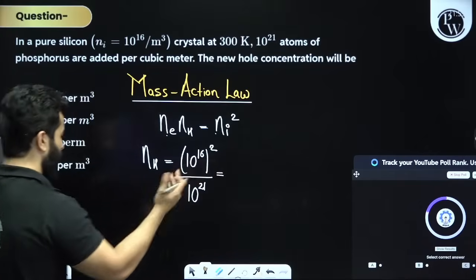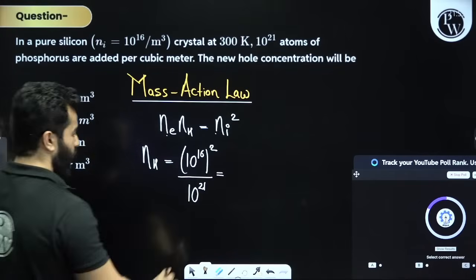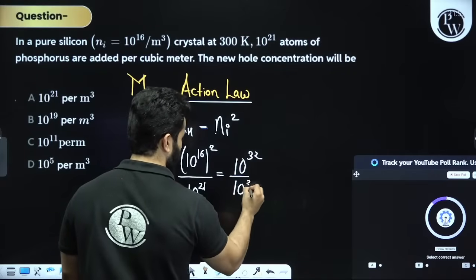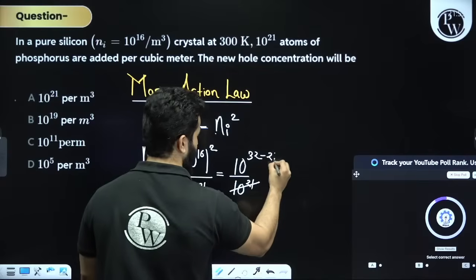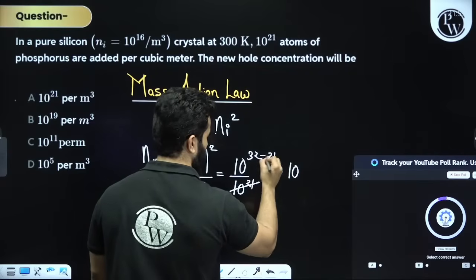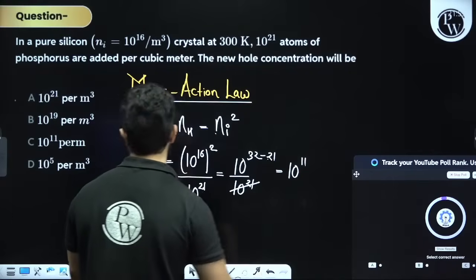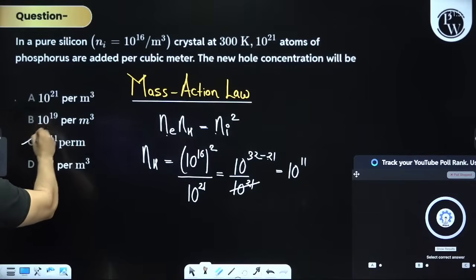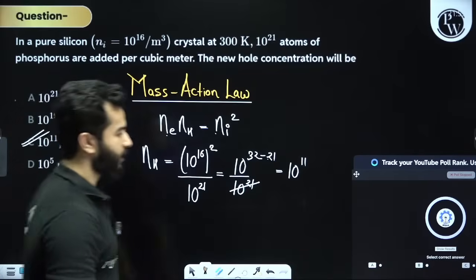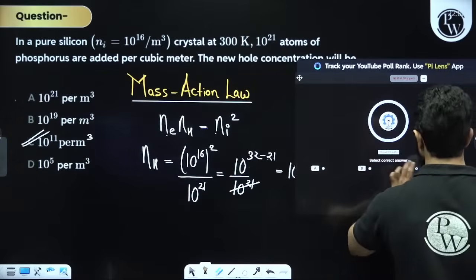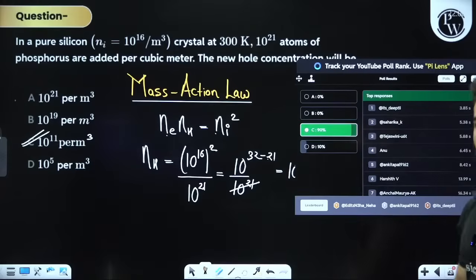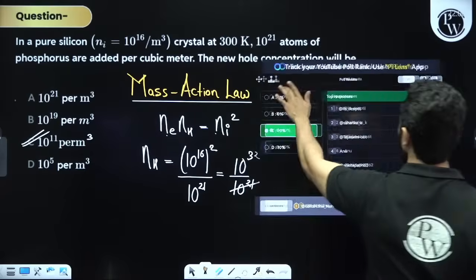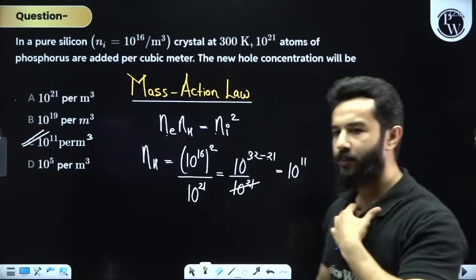It is N type, of course. So this will become 10 to the power 32 divided by 10 to the power 21, that means minus 21, which is 10 to the power 11 per meter cube. C is the correct answer, dosto. Good. Done. Any doubt, my dear friends? Be quick. Let me know in the chat box.